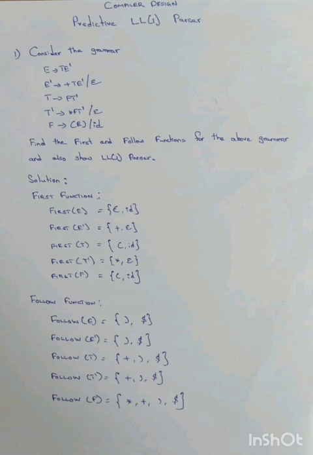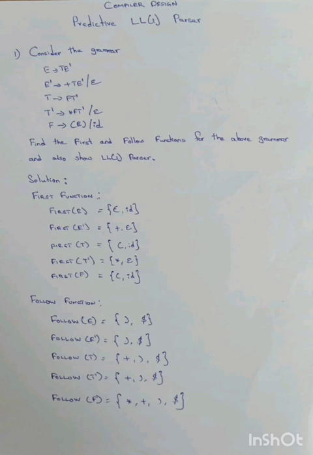So for finding the predictive LL1 parser, first of all we need to check whether there is any left recursion or left factoring in the given grammar. If there is any left recursion or left factoring, we want to remove that. In this grammar there is no left recursion or left factoring, so we will continue with this grammar itself. For finding the predictive LL1 parser, we need to find the first function, the follow function, and draw the parsing table.